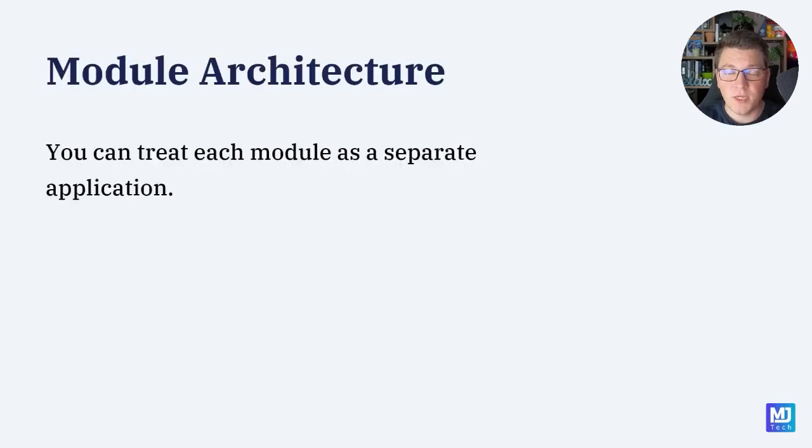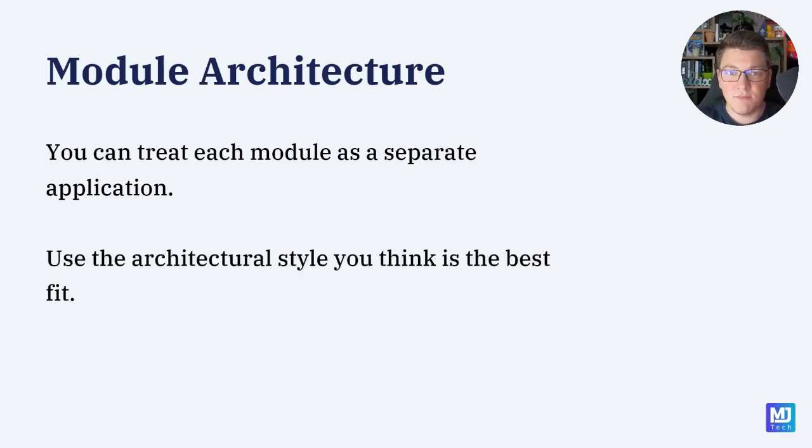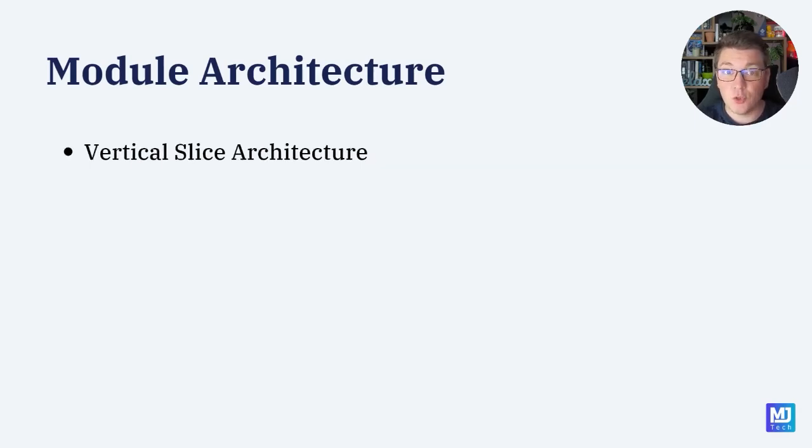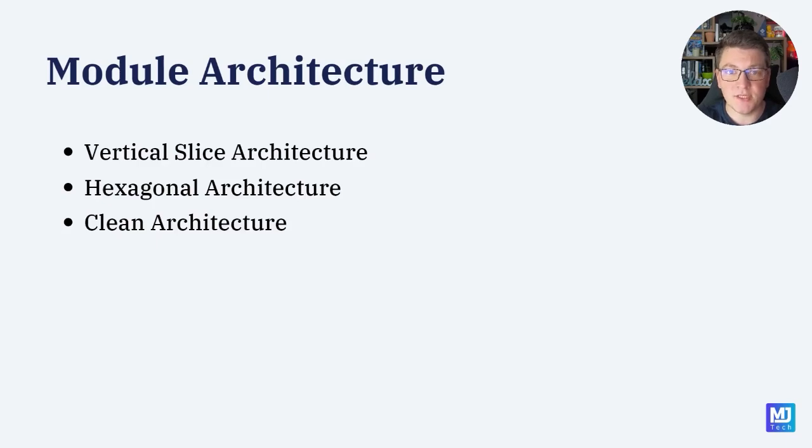When it comes to the architecture of a specific module, you should be able to treat each module as a separate application inside of the system. This means that we can use any architectural style for a specific module that we think is the best fit for the business requirements that we need to implement. So you could be using the vertical slice architecture inside of one module, the hexagonal architecture inside of another module, and the clean architecture inside of another module.